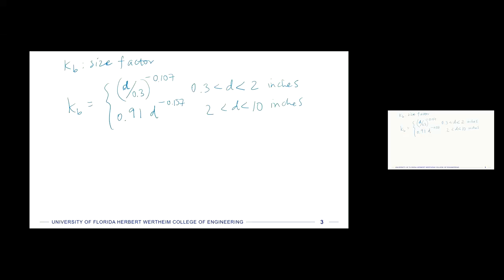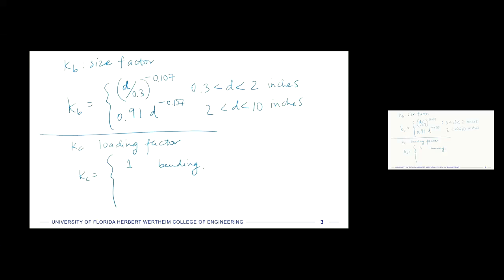The next one is a loading factor, Kc. And if the specimen is in bending, so this is also going to be different values for different cases. So if it's in bending, then our factor is actually unchanged. Like it doesn't change the endurance limit at all.